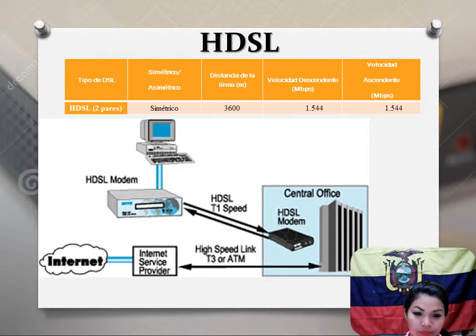xDSL uses twisted pair copper line with two pairs of four cables in the line, with 768 kbps full duplex operating on each pair.